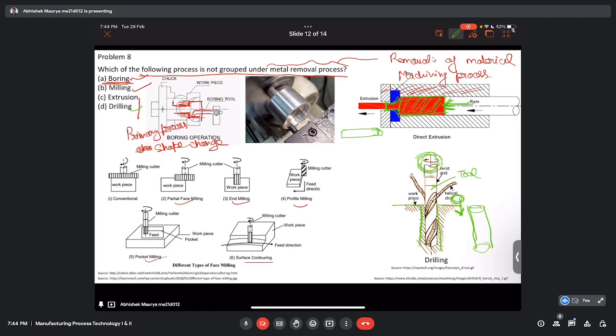And the material which is removed comes out through the helical path which is given along the periphery of the drill bit or the drilling tool. So material comes out in the form of conical helical chip. So here also material removal is involved. Therefore, it is a machining process or material removal process. So the correct option is extrusion.